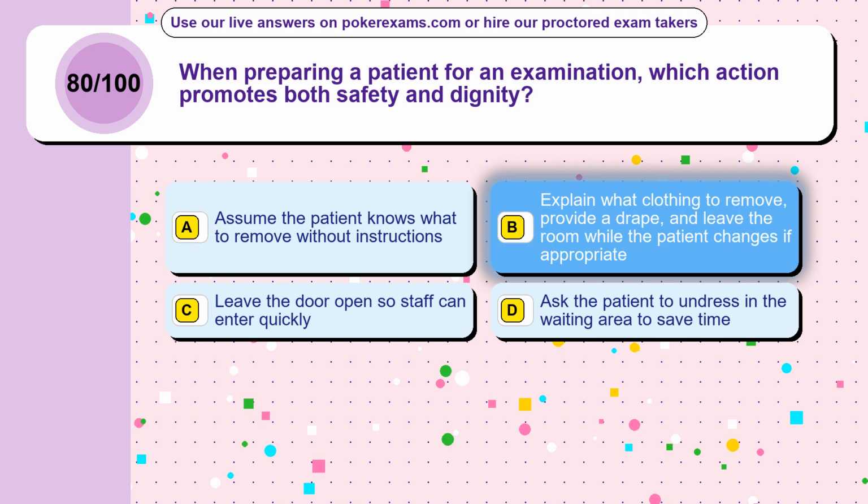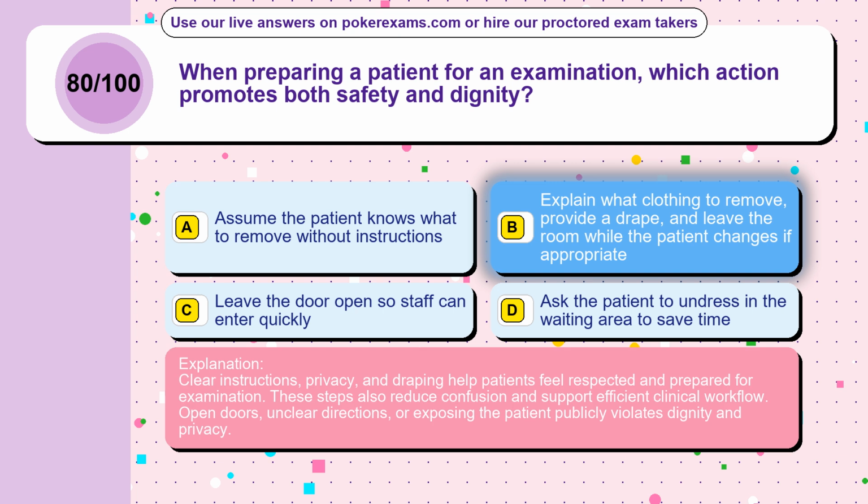The correct answer is option B. Explain what clothing to remove, provide a drape, and leave the room while the patient changes if appropriate. Clear instructions, privacy, and draping help patients feel respected and prepared for examination. These steps also reduce confusion and support efficient clinical workflow.